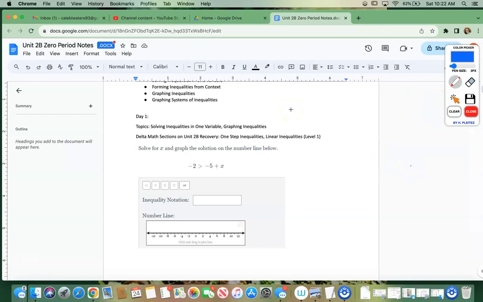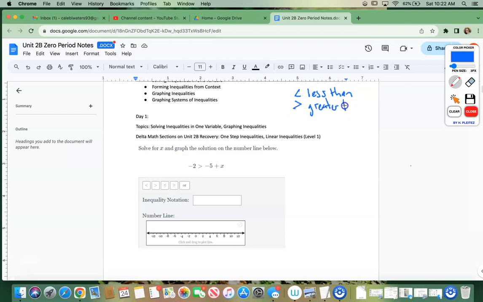All right, so what you need to know about those is that this is a less than sign. I'd make a little chart because I've noticed that people don't always know. That's a greater than. This is a less than or equal. And this is a greater than or equal. Okay, so that's what's up with that.